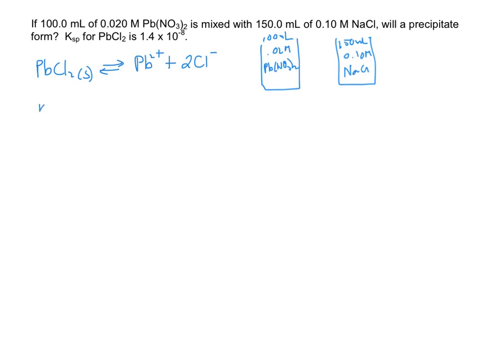The KSP, the expression for this, would be the concentration of Pb2 plus times the concentration of the Cl minus. Don't forget to square it. And then you do not include this. You don't divide by this because that's a solid. You don't include it. You only include the aqueous ions or if you have gases. So that's my expression. And they tell us that that number is 1.4 times 10 to the negative 8th.